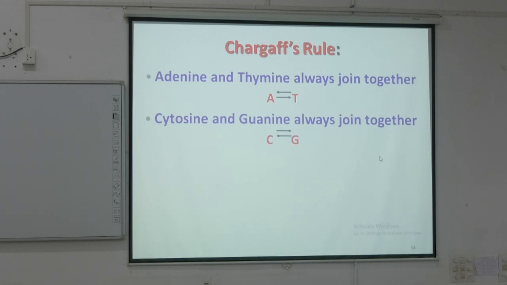Okay. So Chargaff's rule you already know. That means adenine and thymine can bind together, and cytosine and guanine will always bind together. That will be your Chargaff's rule. Next, the number of purines is equal to the number of pyrimidines.